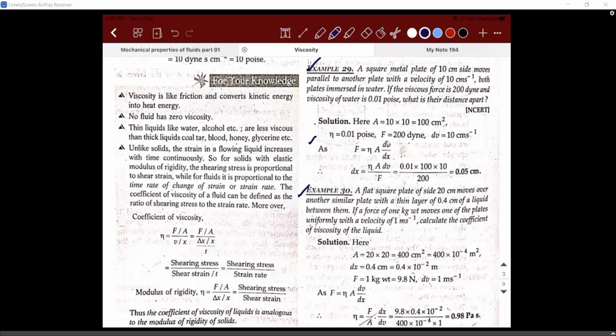So again, 1 meter per second. I repeat the question: if a force of 1 kilogram weight moves one of the plates uniformly, meaning steadily, with a velocity of 1 meter per second, our job is to find the coefficient of viscosity. Find it out. Same formula. You have all the data, do it fast. Now you should do it faster.